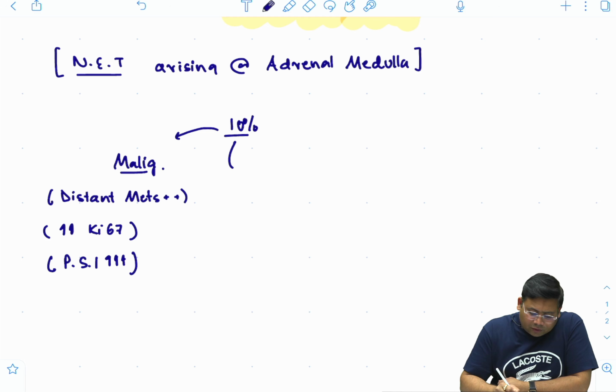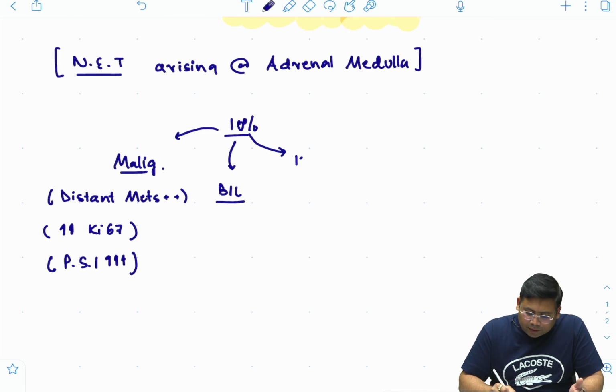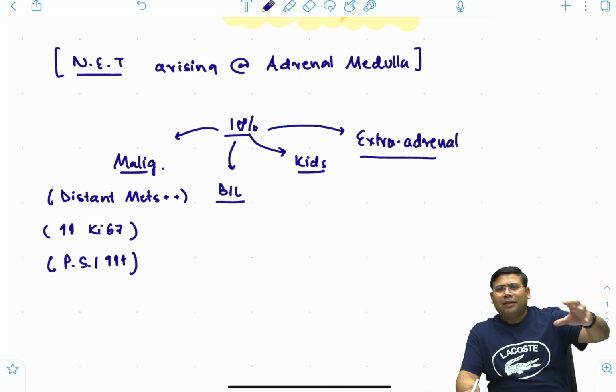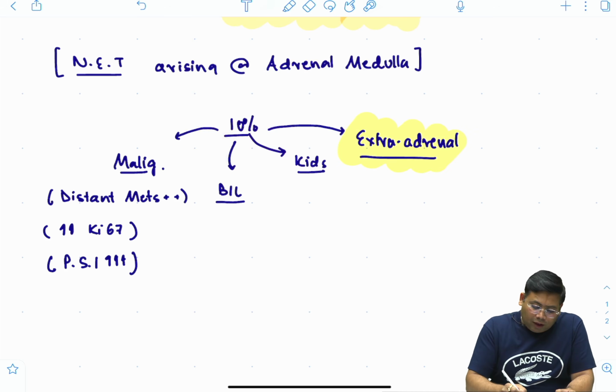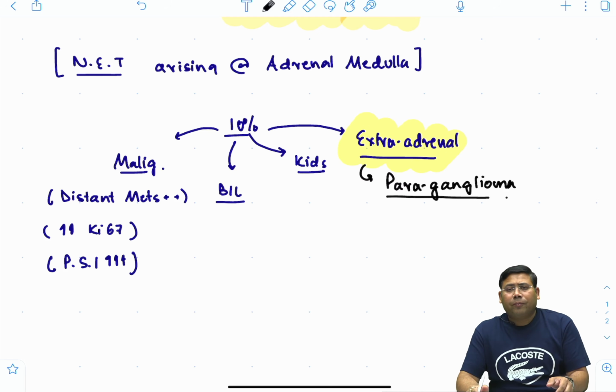Next, 10% of them are bilateral, 10% of them are typically present in kids, 10% of them are extraadrenal. So we need to understand that pheochromocytoma arises from the chromaffin cells of the adrenal medulla. But when we talk about the extraadrenal, the similar thing which is happening outside the adrenal, what are they commonly addressed as? They are addressed as paragangliomas. So they are known as paraganglioma, and this is very important.